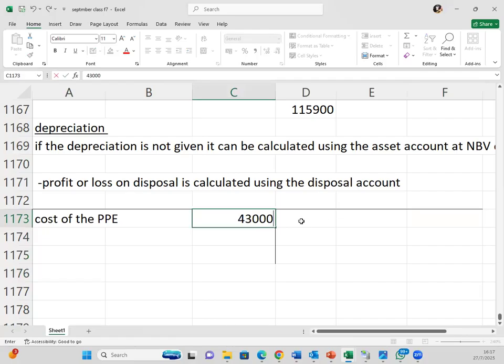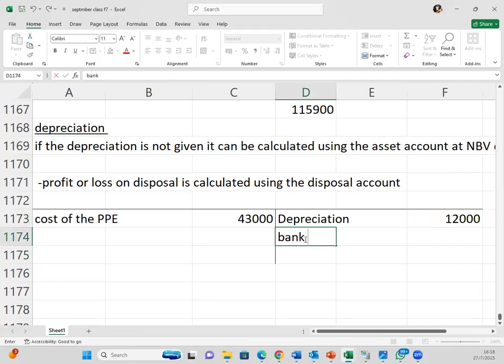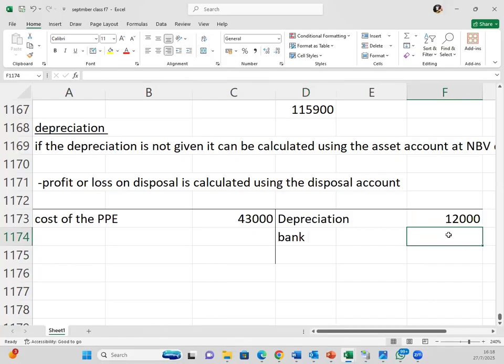The cost of the PPE, then this side we have depreciation. The depreciation of the PPE, 12,000, just putting random figures. Then the price we sold the asset at, we can say 25,000.